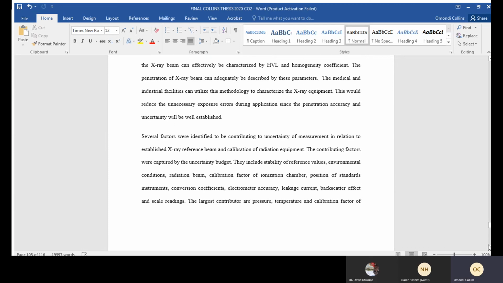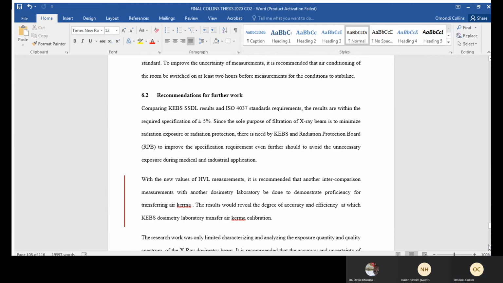So then in terms of recommendations, one of the reasons for this thesis was we did an intercomparison with NIST, and we got our results. So with these new changes, it could be better now when we do another comparison with NIST or another primary laboratory. Then we see how far we are, whether the results have improved or not. So that was my first recommendation. That would really inform whether the new measurements for the half value measurements are good enough, because we'll get clear results of the previous results and the new results.